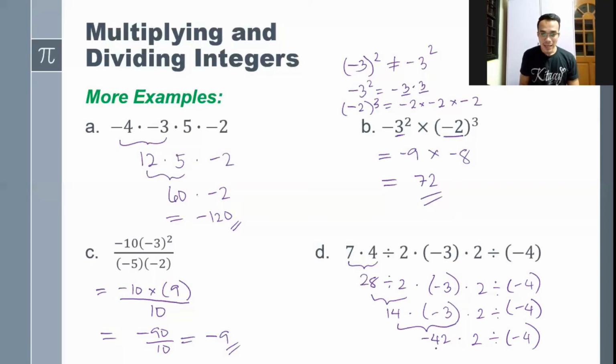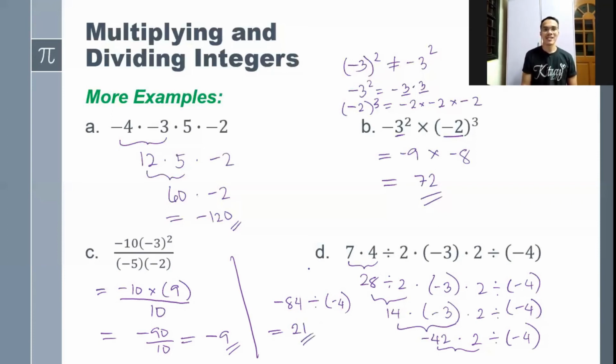And what's negative 42 times 2? It's negative 84. The product is negative because both numbers have different signs, divided by negative 4. Equals negative 84 divided by negative 4. Both numbers have the same sign, so the final answer should be positive. And 84 divided by 4 is 21.